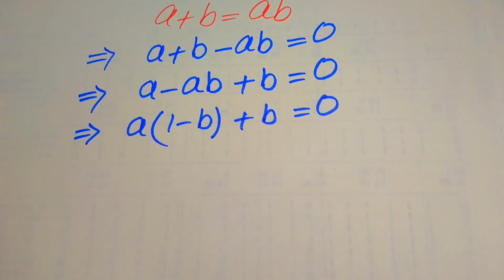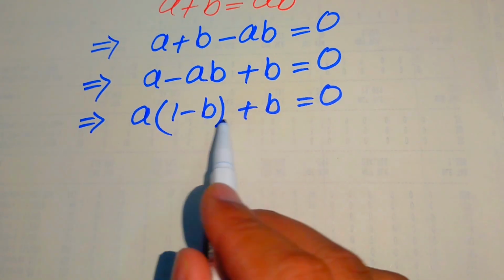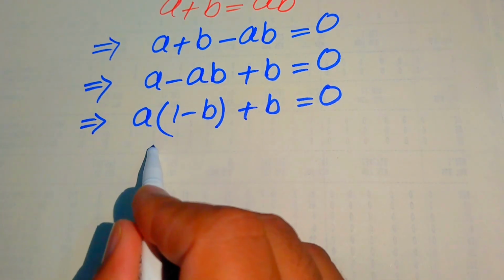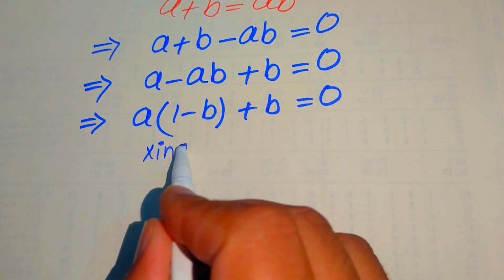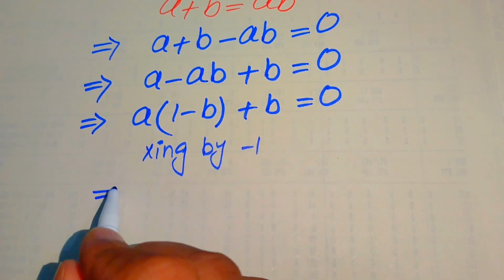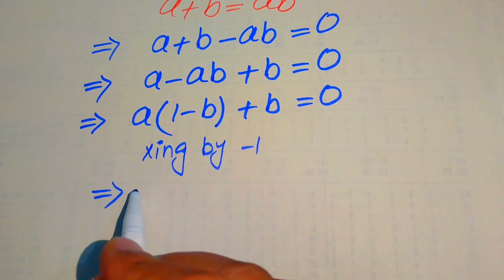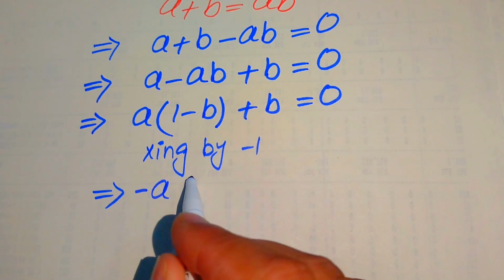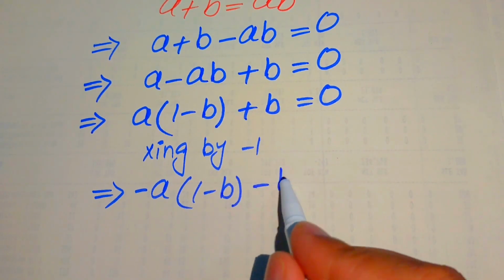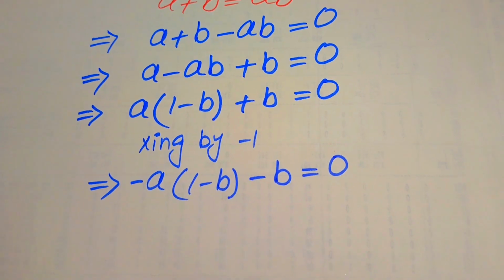So here our target is to make the factors of this equation, and for this you see that this is negative b, but here we have positive b, so we need to make this b negative. For this we multiply each of these terms by minus 1. So when we multiply each of these terms by minus 1, this will be written as minus a times 1 minus b. This b becomes minus b, and this whole equation is equal to 0.